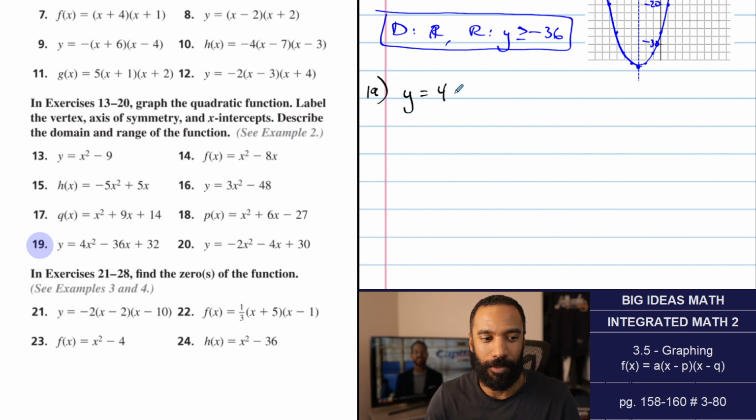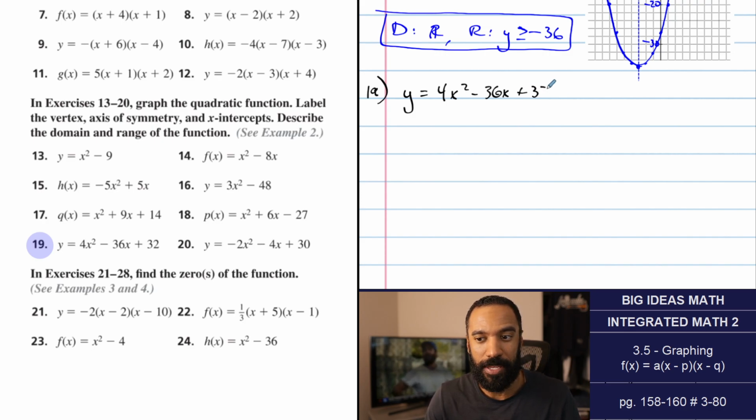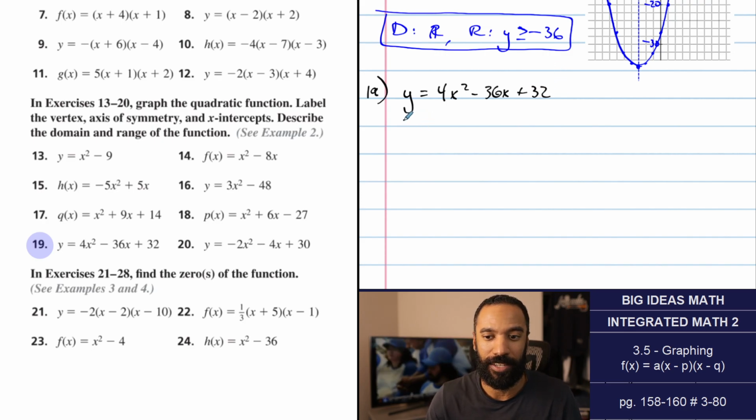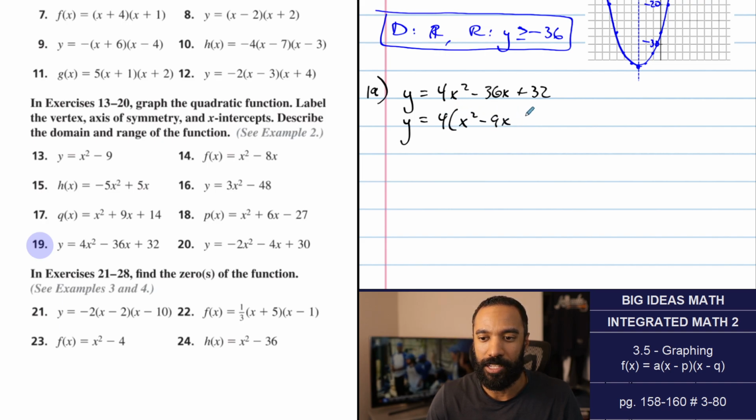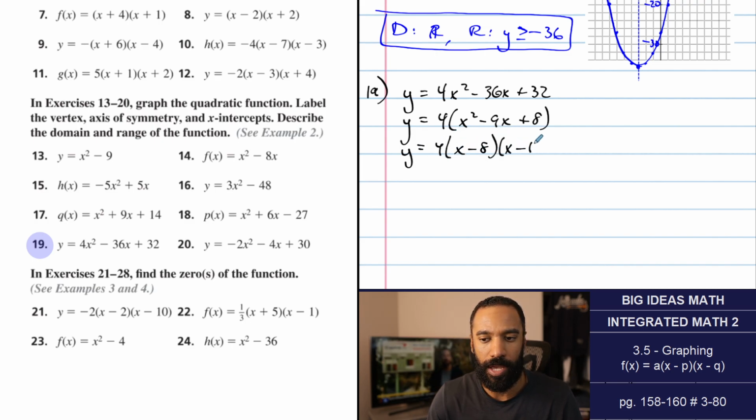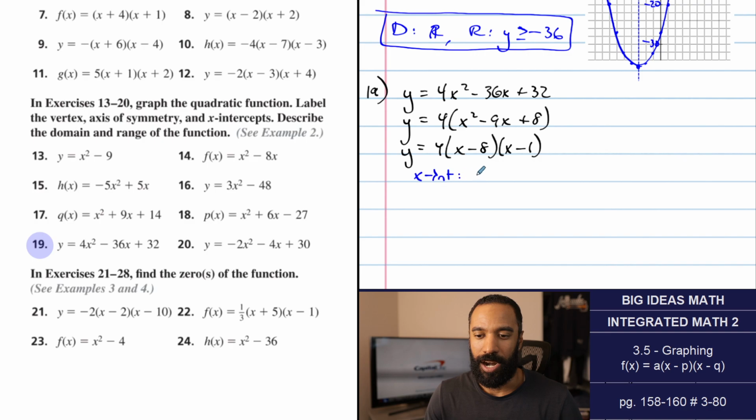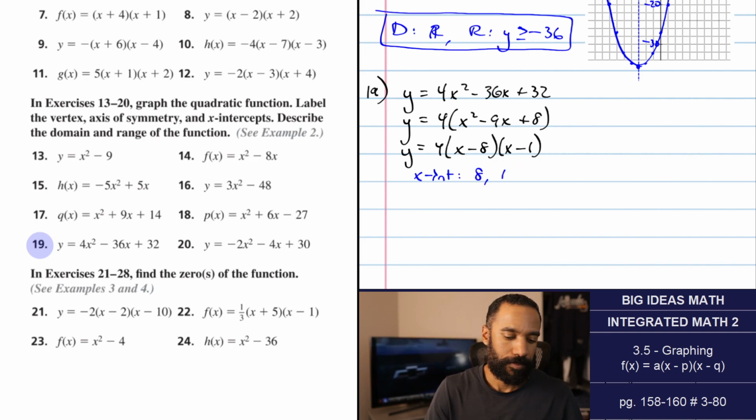Number 19, y equals 4x squared minus 36x plus 32. If you can imagine, I'm going to go fast when I can. My speed here is relatively good, but I'm going to go fast when I can. Like this factoring. Start with a GCF. 4, x squared minus 9x plus 8. Boom. Factor, because this is last chapter stuff, right? X minus 8 times x minus 1. How'd you get that? This was last chapter stuff, right? So your x-intercepts are 8 and 1.